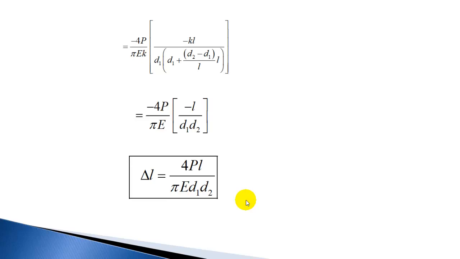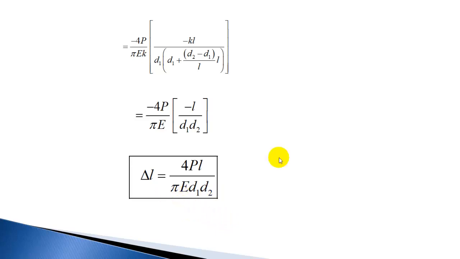So this is the deformation of a uniformly varying bar of circular cross section when it is subjected to an axial load P. The axial load can be compressive or tensile. If it is compressive, you can put P as negative, and you will get delta L negative. If it is tensile, you put P as positive, then you get a positive. That positive deformation means elongation.